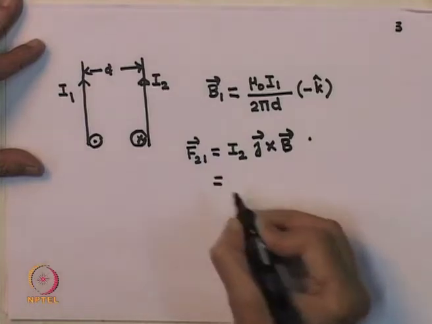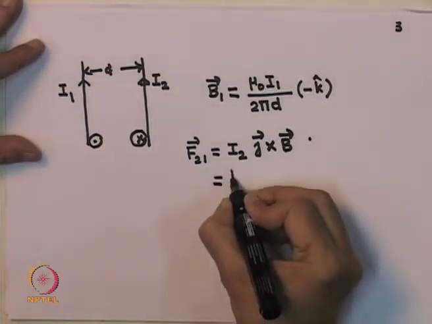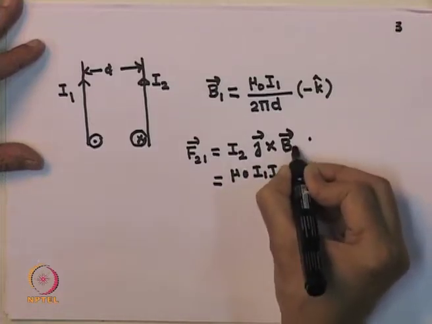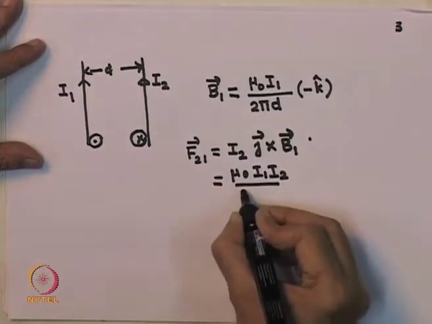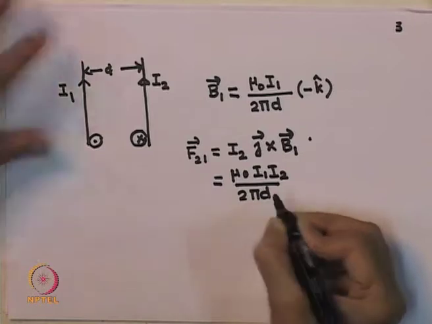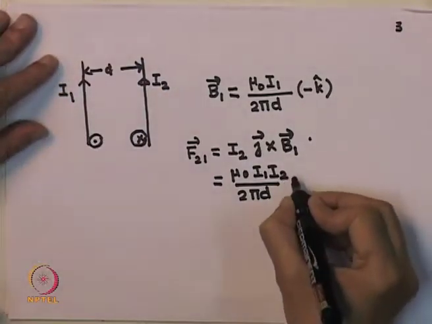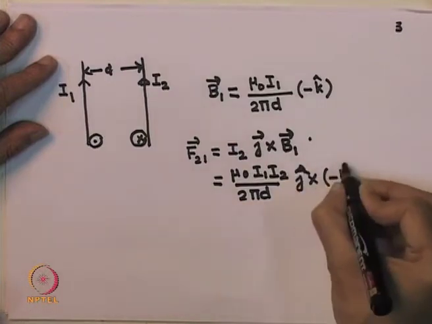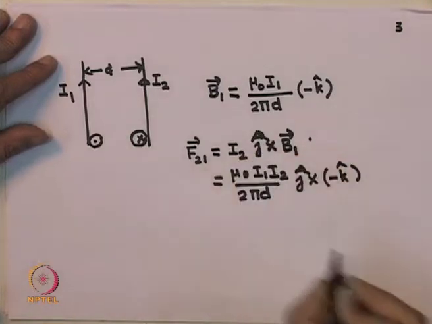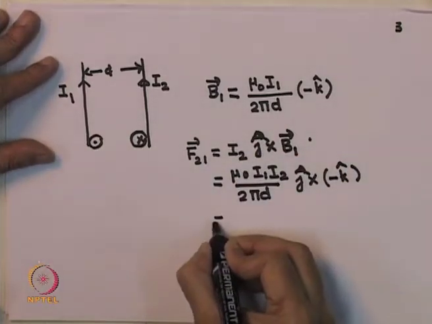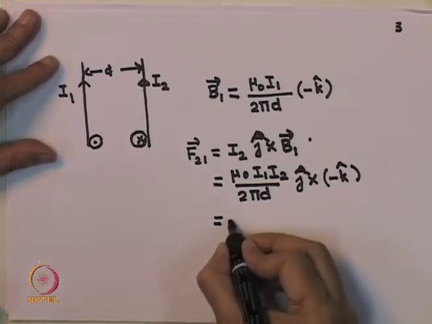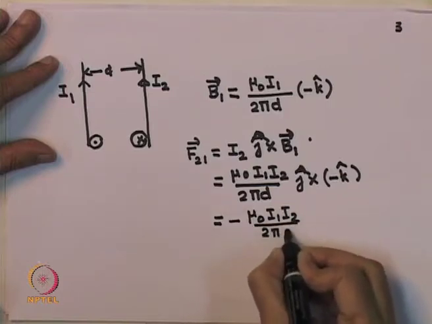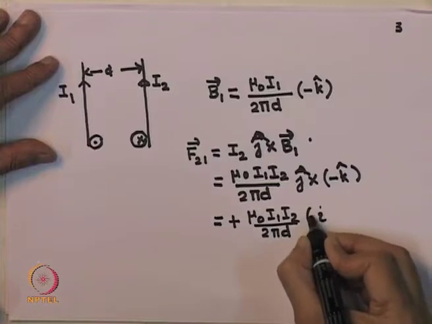And if I write down the magnetic field expression, I will write it as mu 0 I 1 I 2, this is actually B 1, I 1 will come from there, divided by 2 pi d. j is the direction in which the current is being carried. So, therefore, this is j cross minus k. They are all unit vectors. This is the unit vector j cross minus k. So, I know that j cross k is i. So, therefore, this is minus mu 0 I 1 I 2 by 2 pi d. So, let me write it as along the minus i direction.